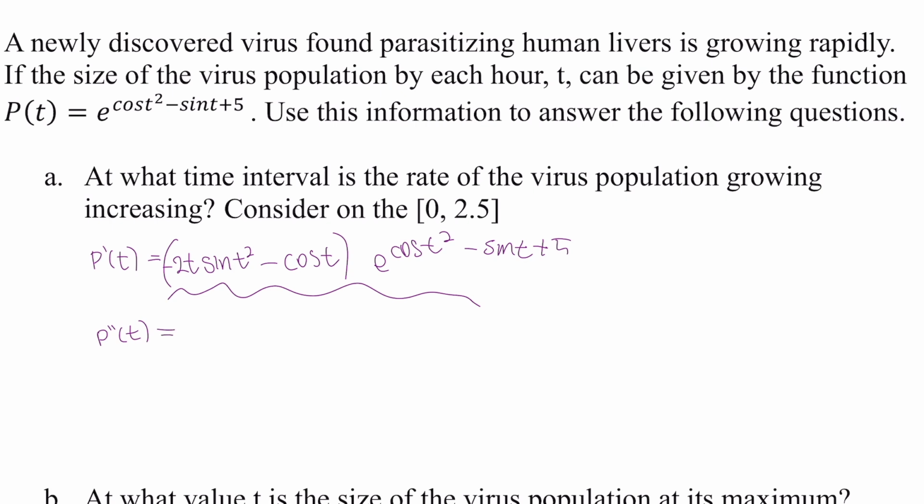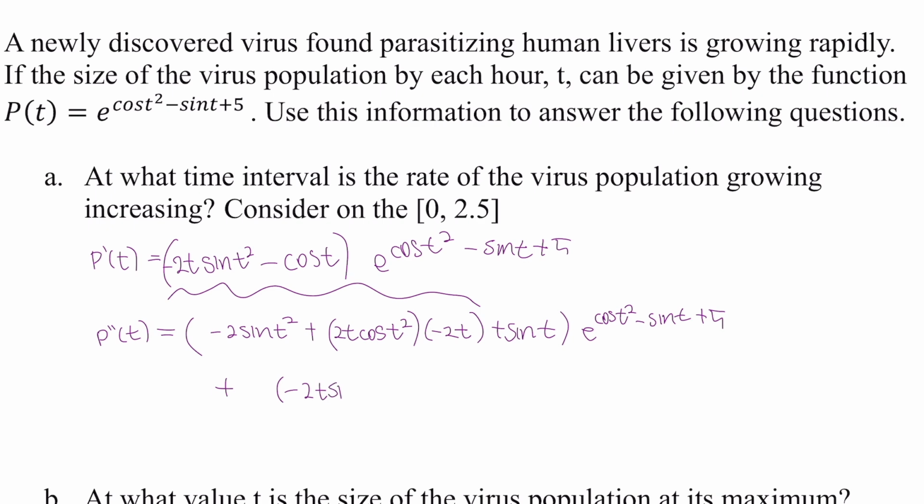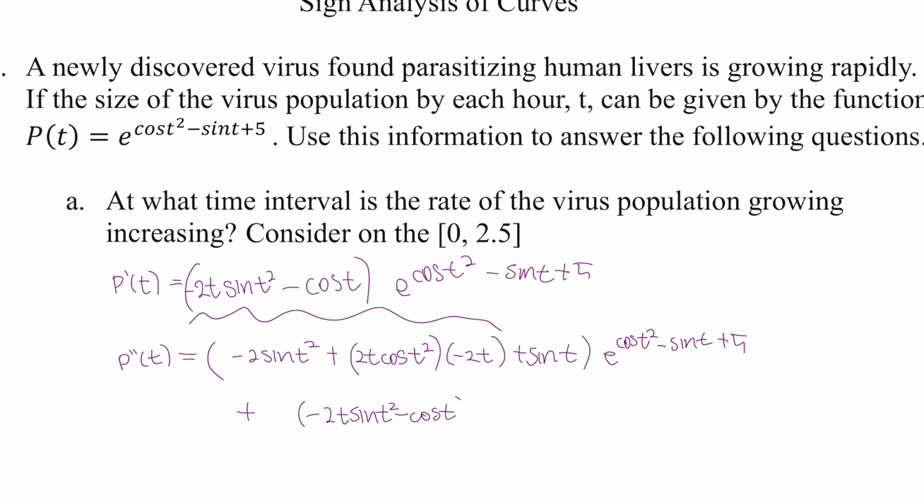Okay, so we have a product rule question here, right? So first, -2 sine t squared, and then plus 2t cosine t squared times -2t, and then plus sine t e to the cosine t squared minus sine t plus 5, and then plus -2t sine t squared minus cosine t to the power of 2 e to the cosine t squared minus sine t plus 5. So obviously, as you can tell, this is pretty complex.